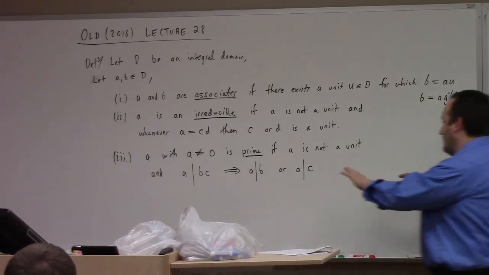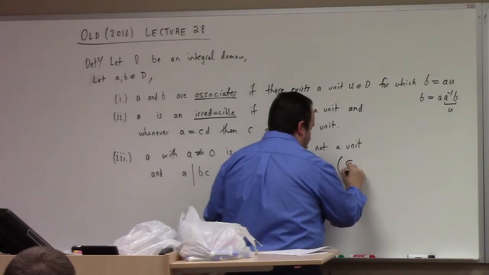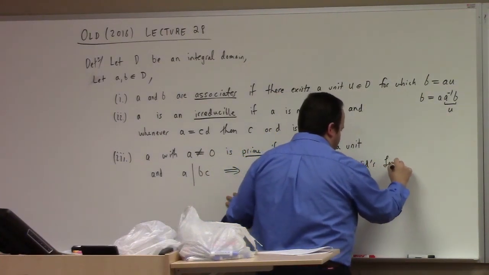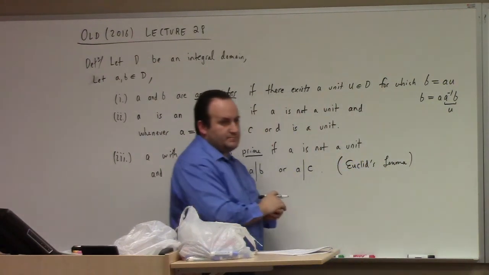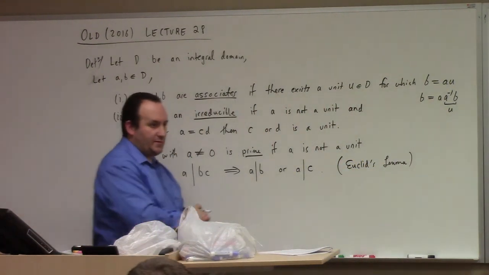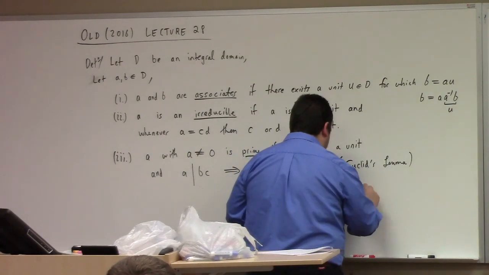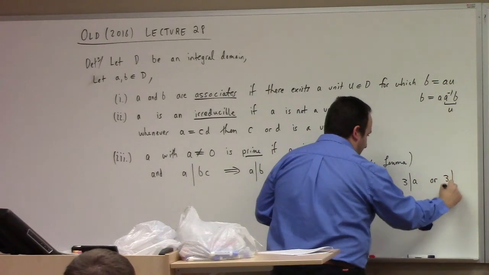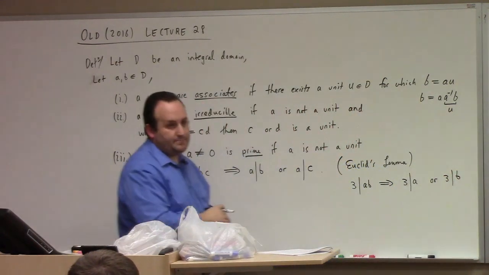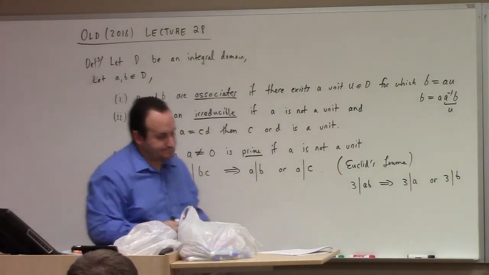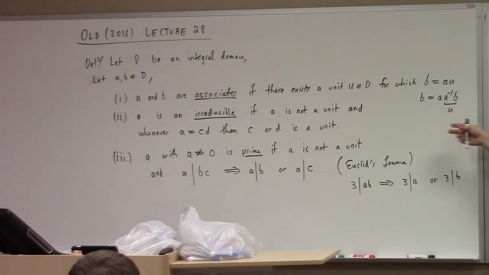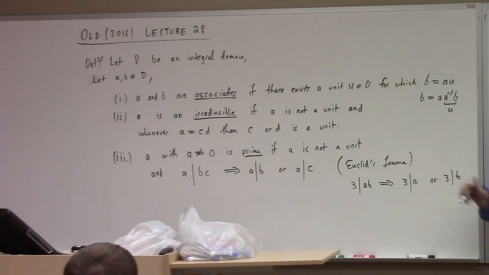Now this, in the integers, we usually call Euclid's lemma, right? I believe that's its name. For example, if 3 divides A times B, that implies that either 3 divides A or 3 divides B, right? 3 is prime. All right, so what's an example of something? We'd like to have an example which distinguishes between irreducible and prime, right? So here's an example of that.